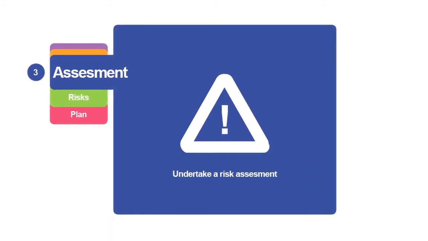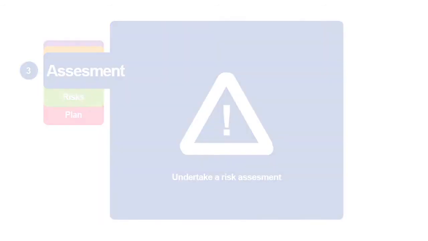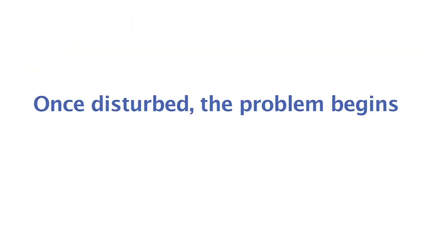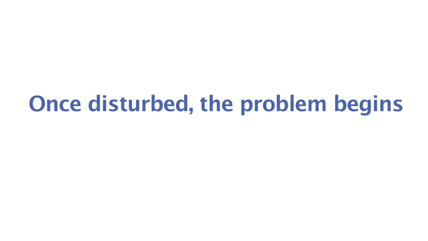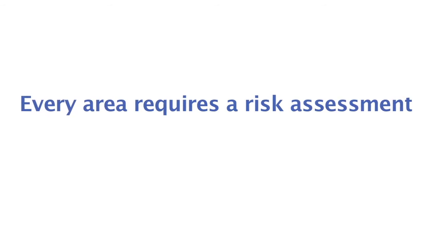3. Undertake a risk assessment. It's only when asbestos is disturbed that it can become a lethal problem, and therefore it's important to understand the risk of disturbance for all contaminated areas. For every area, a risk assessment should be carried out to determine the controls that need to be put in place to minimise the risk to your staff, pupils, visitors and contractors.